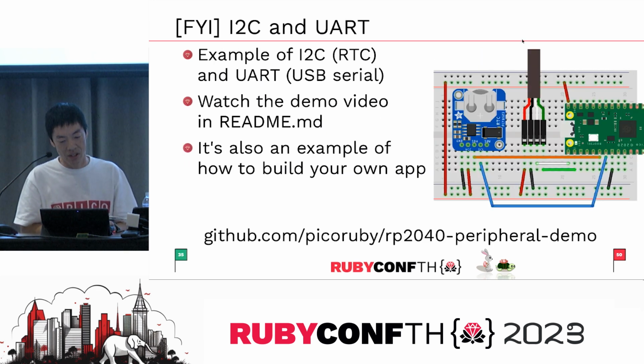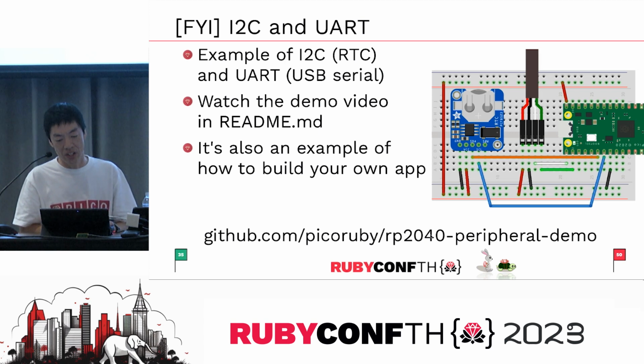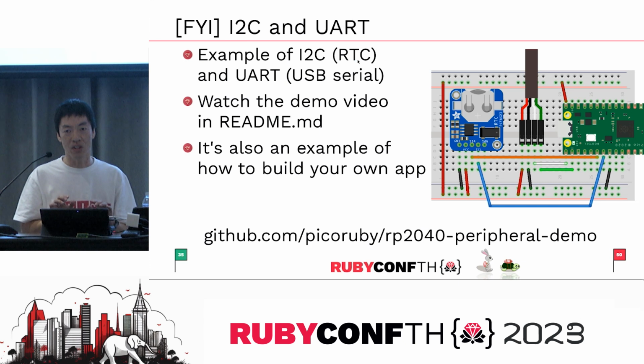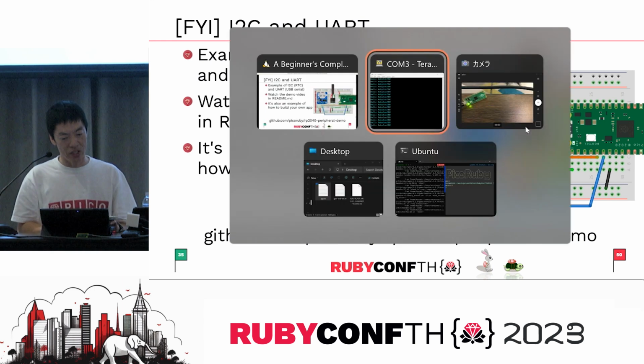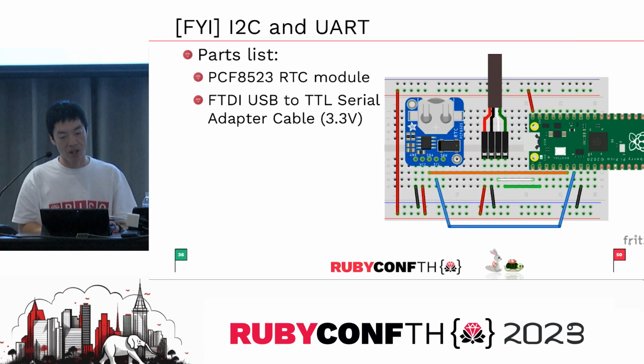Now, here I have an advanced example, which uses I2C for an RTC. The RTC has a battery, so we no longer lose the RTC's clock value if you unplug it. And UART. This means you can communicate with a microcontroller with a USB cable, a serial cable. Now, the parts list.